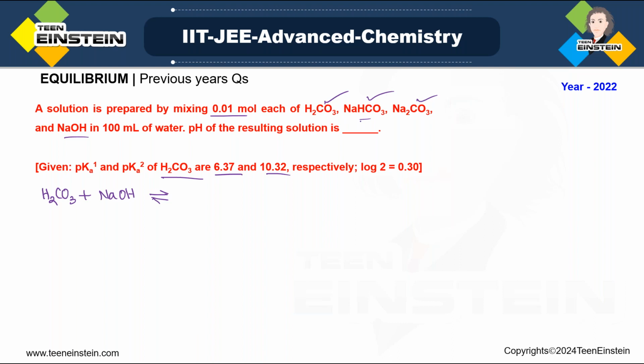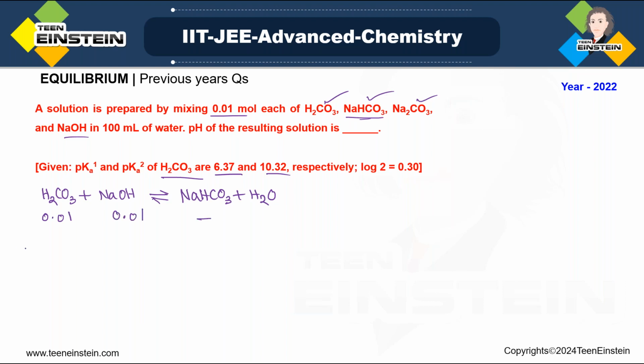After H2CO3 first dissociation, what do you get? You get HCO3 minus, which is present in NaHCO3. Now the second dissociation is difficult, so that is why you should write the reaction between NaOH and H2CO3, not between NaOH and NaHCO3. So this is the reaction we have written. Here the salt NaHCO3 will be produced, and 1 mole of H2O. So you have taken both these 0.01.